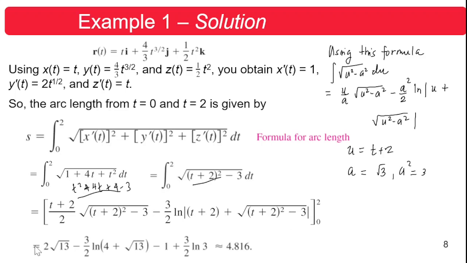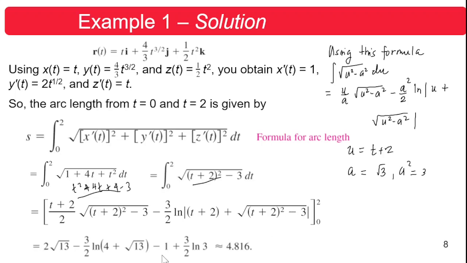And then by substitution, if t is 2, then I have 2 plus 2 is 4, divided by 2 is 2, times the square root of 4 squared, since 2 plus 2 is 4. 4 squared is 16 minus 3, so you have 13. So you have 2 square root of 13 minus 3 over 2 times the natural log of, where t is 2 here, 2 plus 2 is 4, plus the square root of 4 squared minus 3, which is 13.